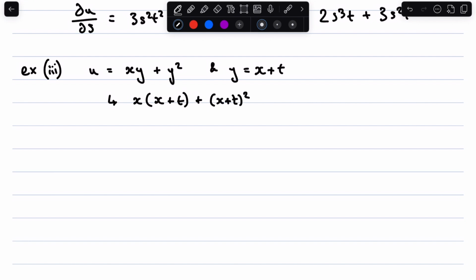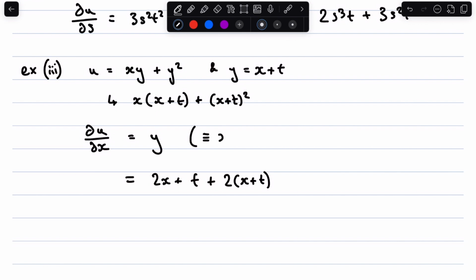And that's great. If you wanted to work out now what is partial ∂u/∂x, then how do you do it? Is that equal to y if we take the first equation, or is it equal to 2x + t + 2(x + t)? Which is it? And these are not equal because y here is, we know it's equal to x + t. And this simplifies to 4x + 3t.